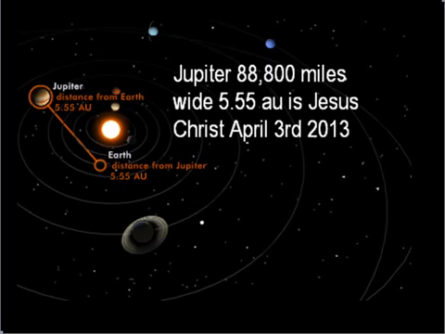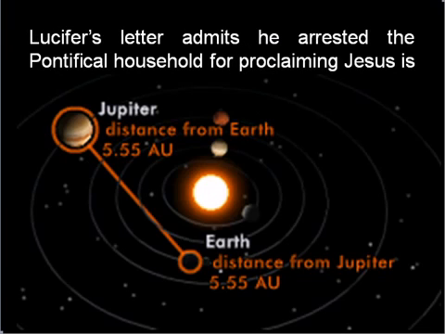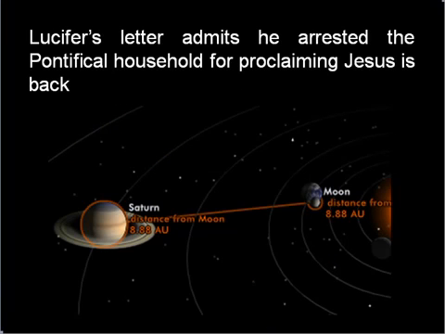Now on this date here, April 3rd, 2013, this is when the goons of Francis burst into the most holy room on earth where the Pope is and his 3 disciples. The distance to Jupiter was 5.55 astronomical units. Now, in Lucifer's letters to me, from the pontiff's own computer, he admits he arrested the pontifical household for proclaiming Jesus is blah, blah, blah. Fact. The distance to Saturn is 8.88 astronomical units.